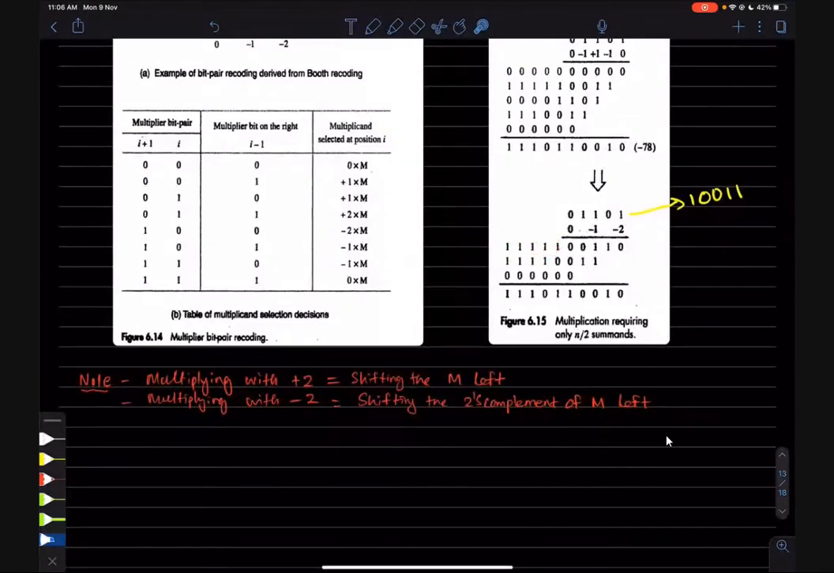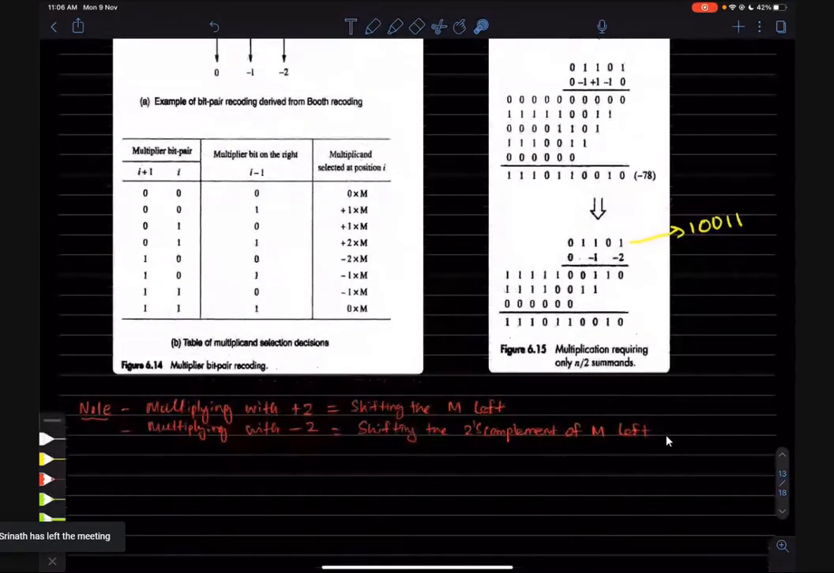What is minus 1 into m? Obviously the 2's complement of m. So the 2's complement of m is 1 0 0 1 1. One thing you have to remember is that you are not placing any value here. So shift 2 times and then write the result here. This is the multiplication using the bit pair recoding technique.